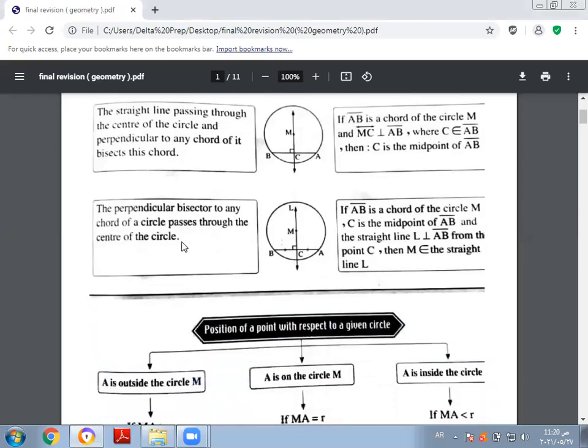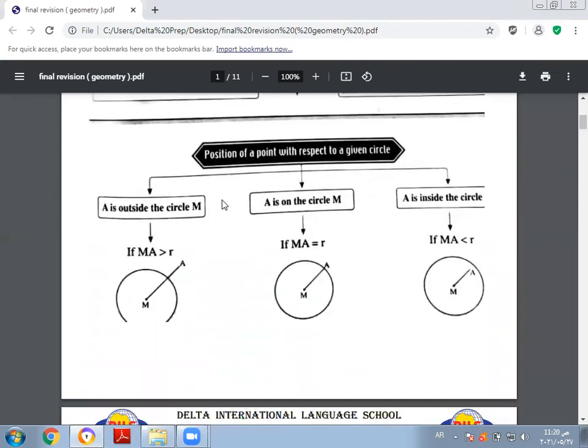The perpendicular bisector to any chord of a circle passes through the center of the circle. If AB is a chord of the circle M, C is the midpoint of AB, and a straight line L is perpendicular on AB from the point C, then M belongs to the straight line L.